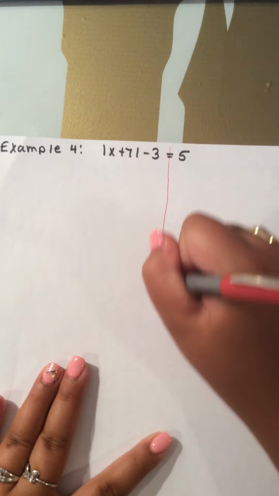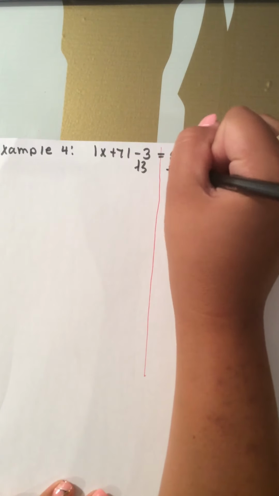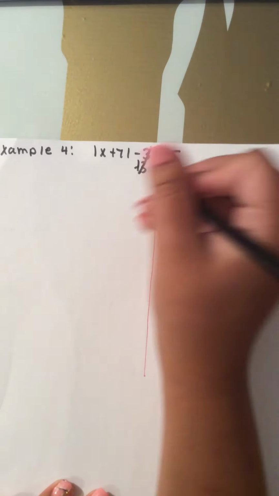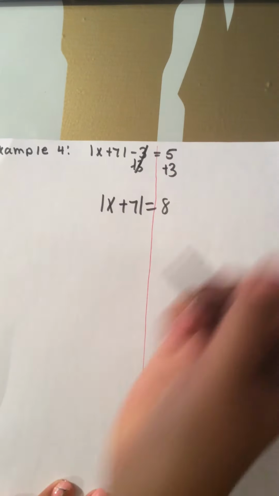All right, so let's go to our last example. Example 4 is I have the absolute value of x plus 7, close absolute value, minus 3 equals 5. Let's draw that equal sign. Now, if you remember, that absolute value has to get by itself. So that -3 has got to go. I need just the absolute value. And the opposite operation of subtraction is addition. So instead of -3, I'm going to add 3 to both sides. And right here, these are going to cancel out. They're going to go bye-bye. So I'm going to have the absolute value of x plus 7 equals 8.